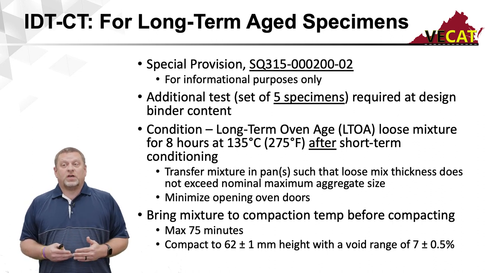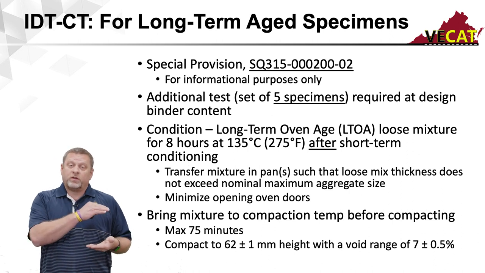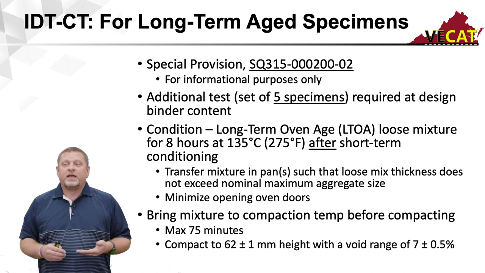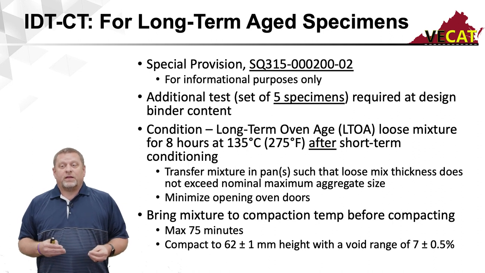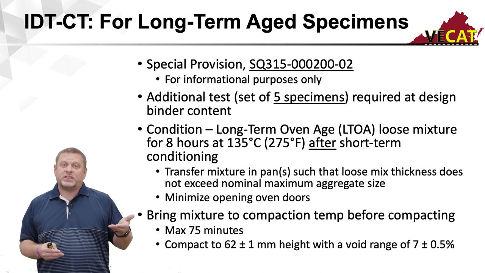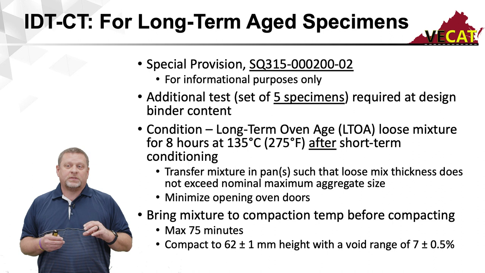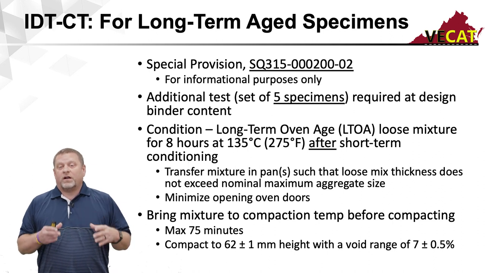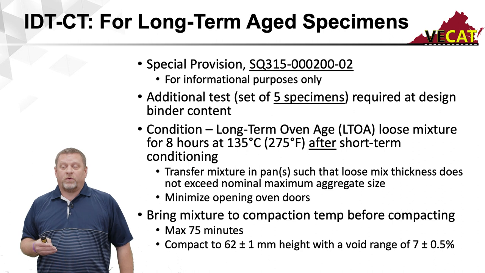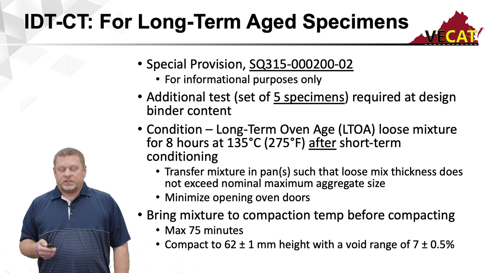Once my 8 hours is done for the long-term oven aging, I need to bring the mixture back up to my compaction temperature, which was the same temperature we used during the short-term oven aging, and I have 75 minutes to do that. Once the specimen achieves that temperature, I don't take the whole 75 minutes. I just wait until my specimen achieves that temperature, and then I immediately compact it. Same size specimen, 62 millimeters high, 150 millimeters diameter, and the same void range is required for the IDT CTs at intermediate temperature.